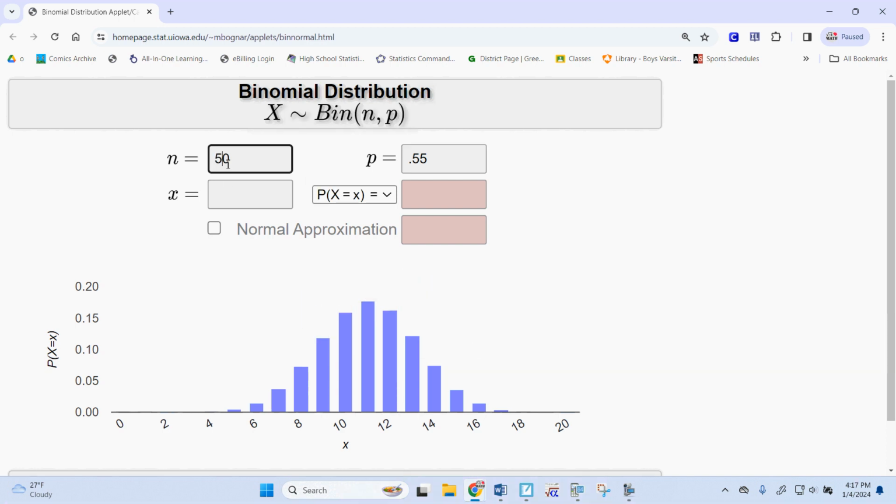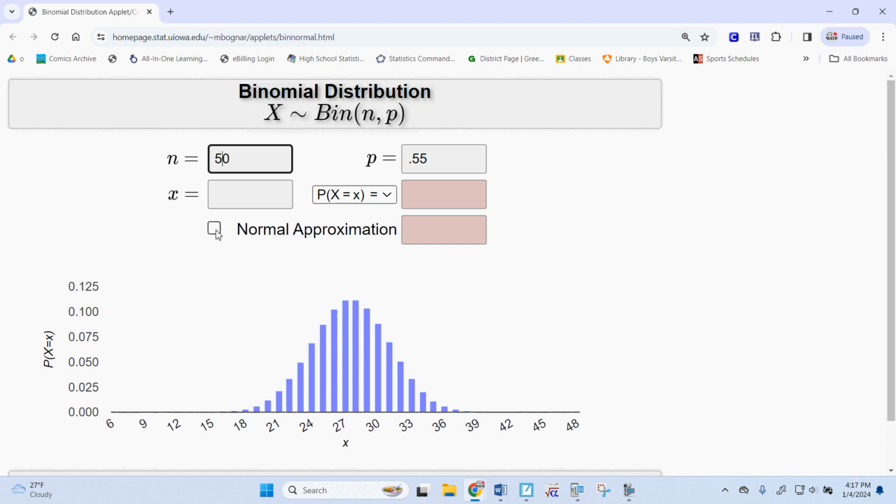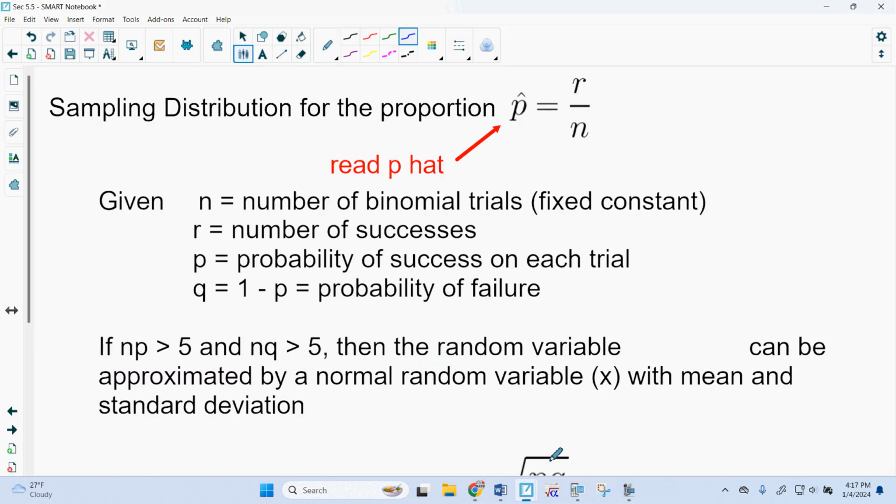So if I would change this, let's say to 50, and we get that, and I click approximate normal, you can see this graph is approximately normal. So we are able to use our normal distribution and use our normal CDF to answer this. So let's talk about some notation things here.